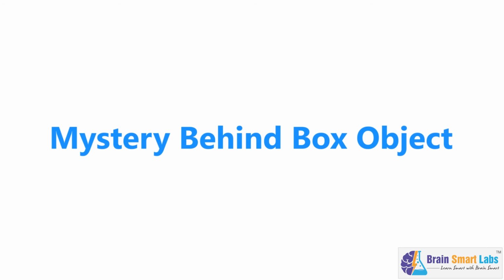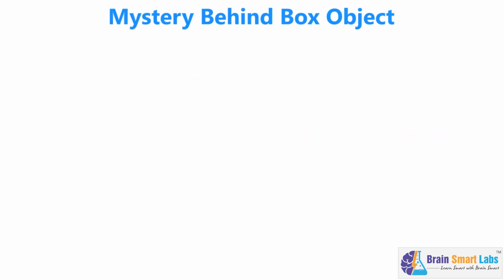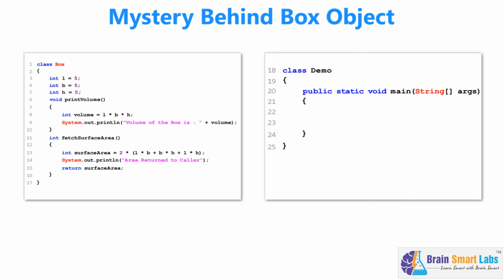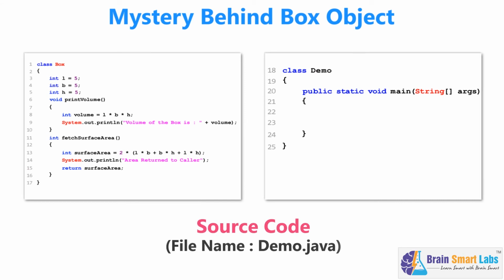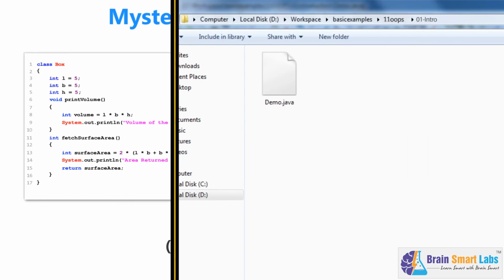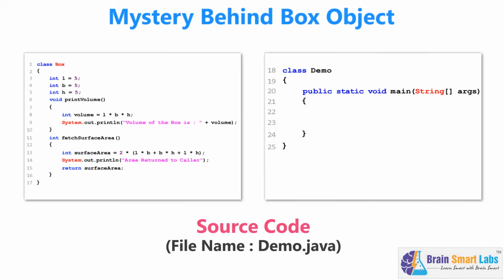Mystery behind our box object. The program you wrote yesterday is nothing but source code written on a simple text file. When you compile this program by pressing Ctrl 1, after successful compilation on your hard drive, two more files will be created. One will be demo.class and the other will be box.class. This box.class file we just got generated is nothing but a template for our future box objects.